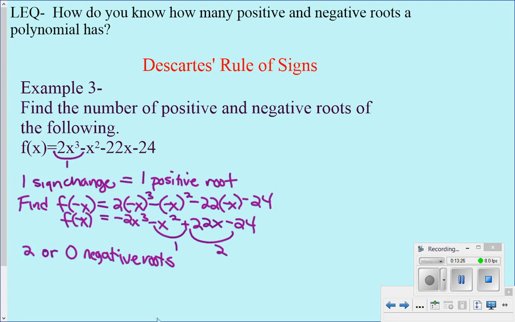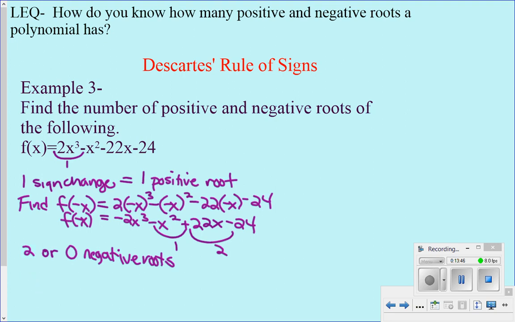4 minus 2, which is 2, would be a possibility for the number of negative roots. And 2 minus 2 is 0, would be another possibility for the number of negative roots. So if I got 4 sign changes when I found f of negative x, that would be either 4 or 2 or 0 negative roots.